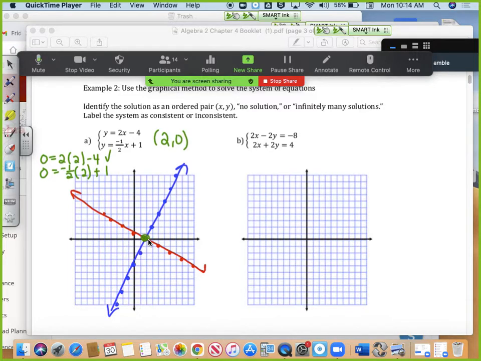All right, we have negative 1/2 times 2 is going to be negative 1, and negative 1 plus 1 is 0, so this works here. So I know that I did not make a mistake. The solution to this system is (2, 0).